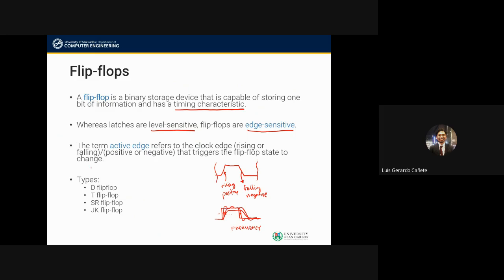Flip-flops come in different types. There's a D-type, a T-type, SR, and JK. And we will go through these types today. But the first thing that we should look at is, how do we implement a flip-flop, right? So how do we make a latch so that it responds to these things right here?